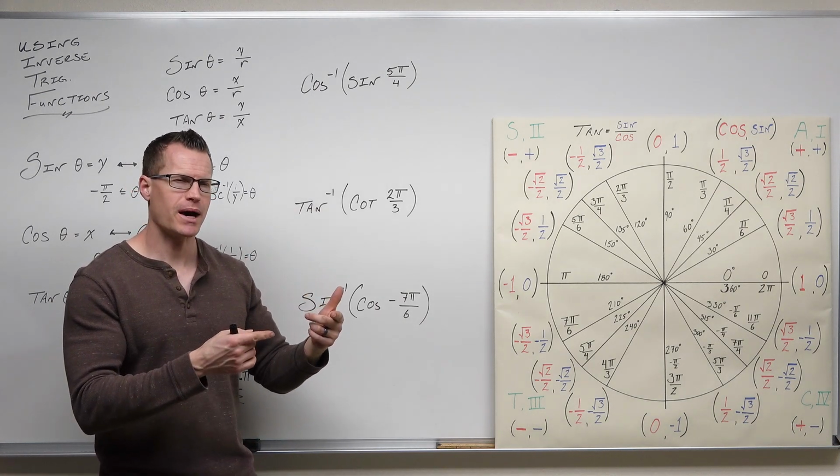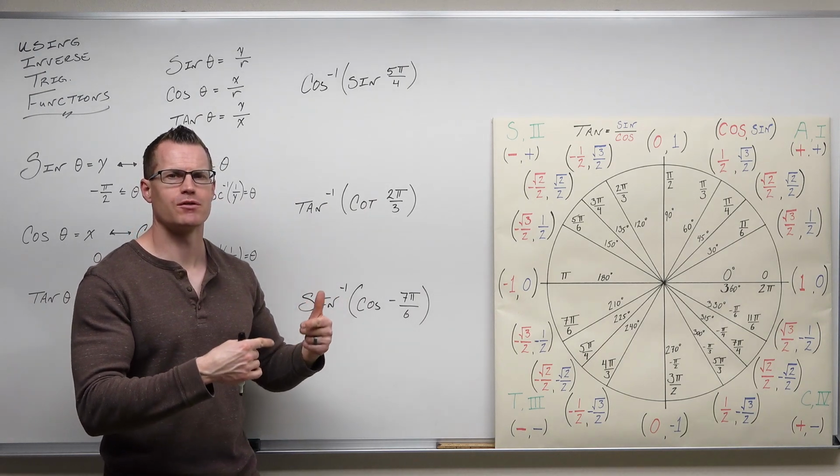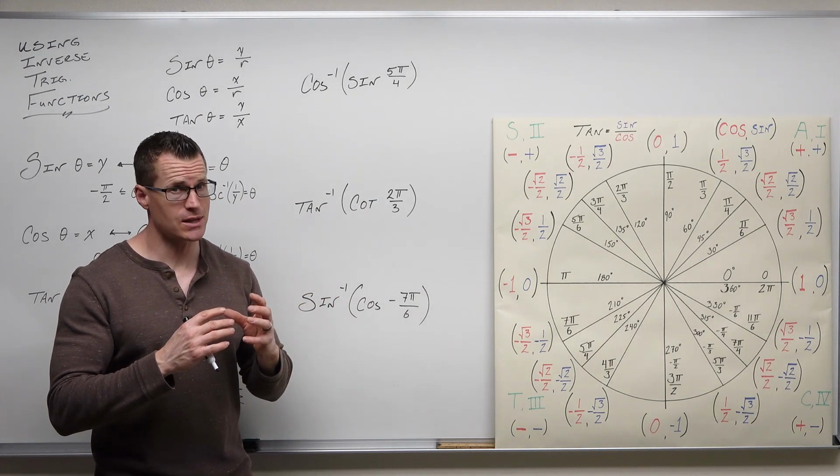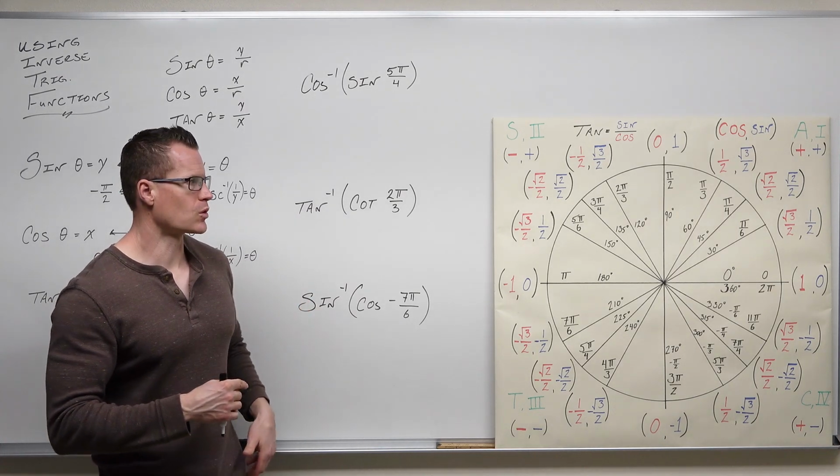So we're going to do that. We'll come back and deal with some more cotangent inverse and cosecant inverse and secant inverse, which we don't see a lot, but I'm going to show you how to work with that. And then we'll call it a day.